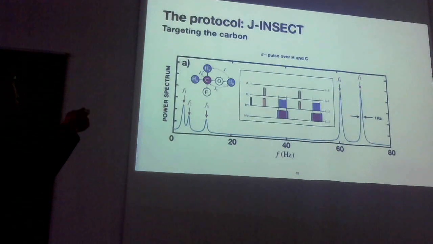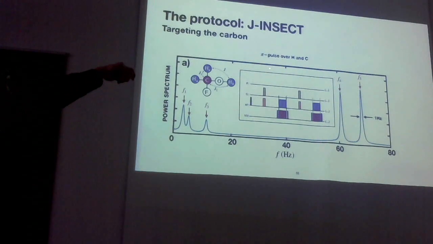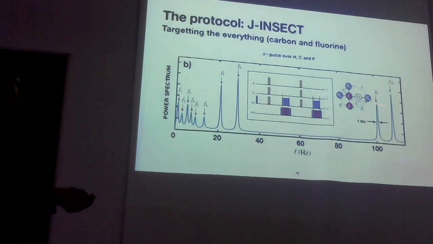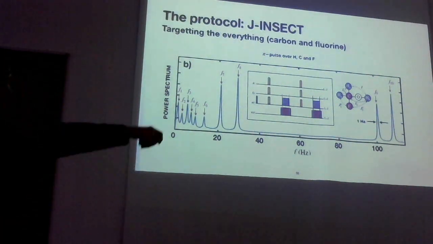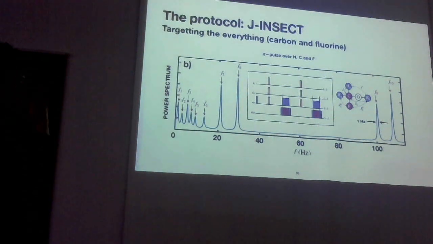If you want to detect not only these J-couplings, but all the J-couplings, what you have to do, as I told you, is apply a pi pulse also over the fluorine. If you do so, you get a much more complicated spectrum, but that is because now you're targeting a lot of interactions, because you have to add the ones corresponding to the fluorine. But this you can solve analytically, and then you can extract the value of each coupling. So yes, very useful. This is an example, but we showed that it actually works.